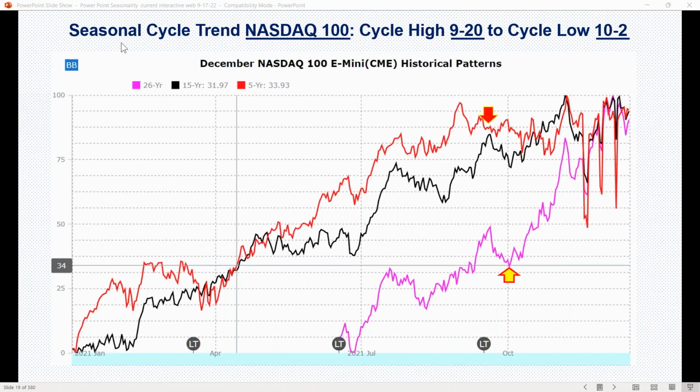Now the next one is the NASDAQ 100 seasonality. It's similar, but a little different. It also tends to reach a cycle high around the 20th of September, right about here is where we are right now. Then it pulls back into the first part of October, so you get a cycle low on that seasonal trend about the first part of October, and then there's potential for a really strong seasonal trend up.